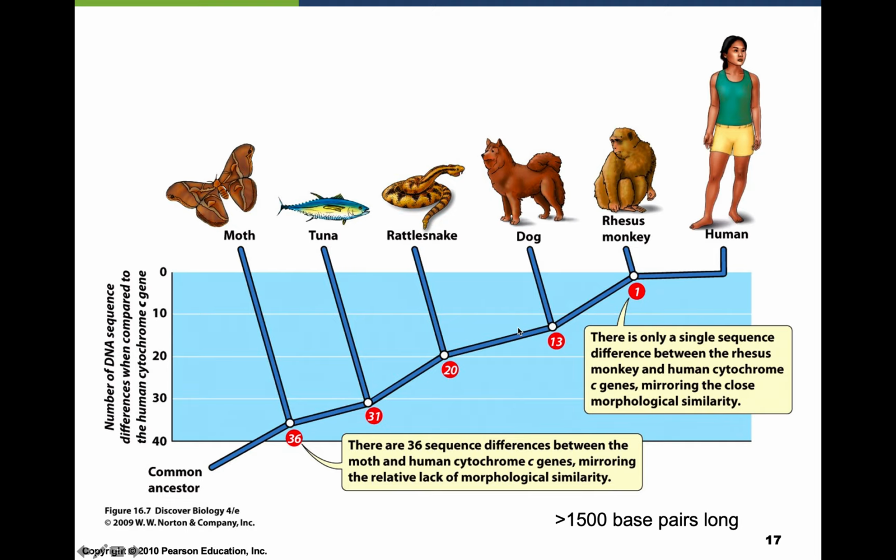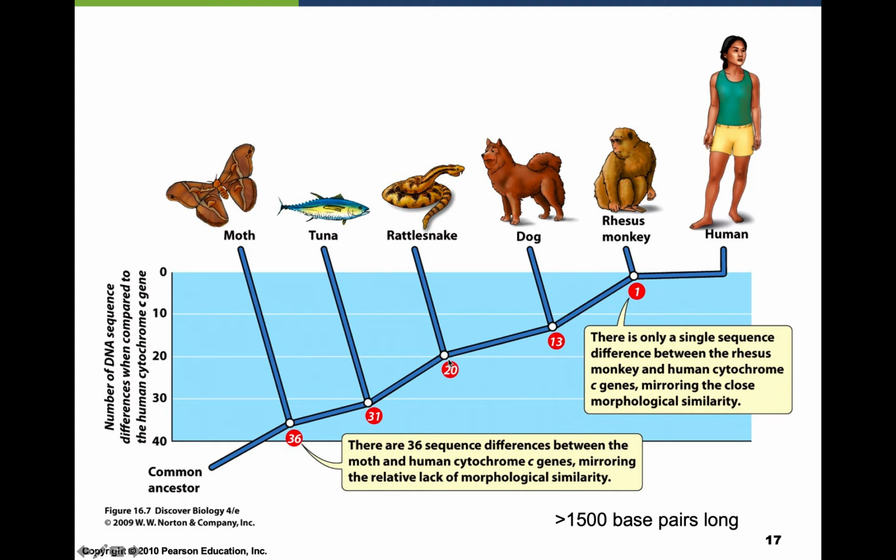And this is pretty intense, right? We can actually have DNA sequence that is very, very similar. If you're looking at humans and this monkey at a certain genetic locus, the cytochrome C gene, which is just one gene, there's actually only one difference between monkeys and humans. There are 13 differences between dogs, monkeys, and humans, 20 between rattlesnakes and dogs.